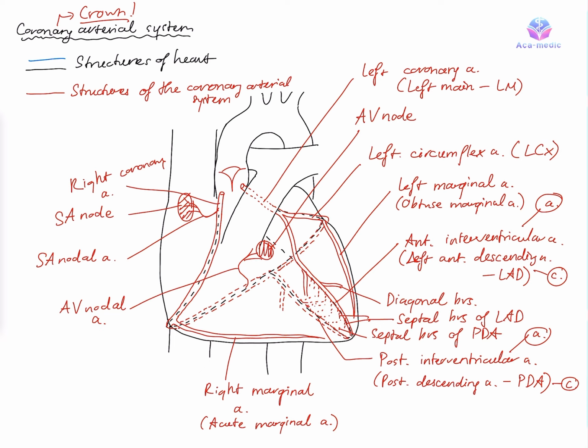One thing that is clinically significant is that the septal branches of LAD supply the anterior 2/3 of the muscular interventricular septum. And the septal branches of PDA supply only the posterior 1/3 of the IV septum. So that's clinically significant, and you do need to know it. All right, guys, that is my interpretation and drawing of the coronary arterial system. I hope that you were able to follow.